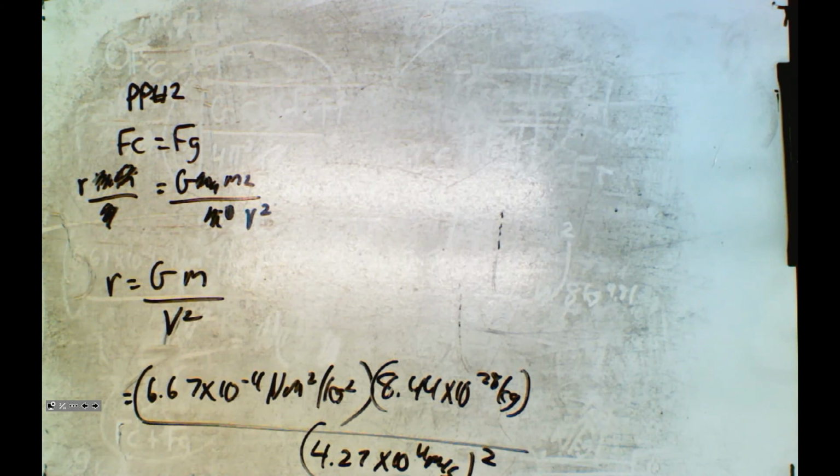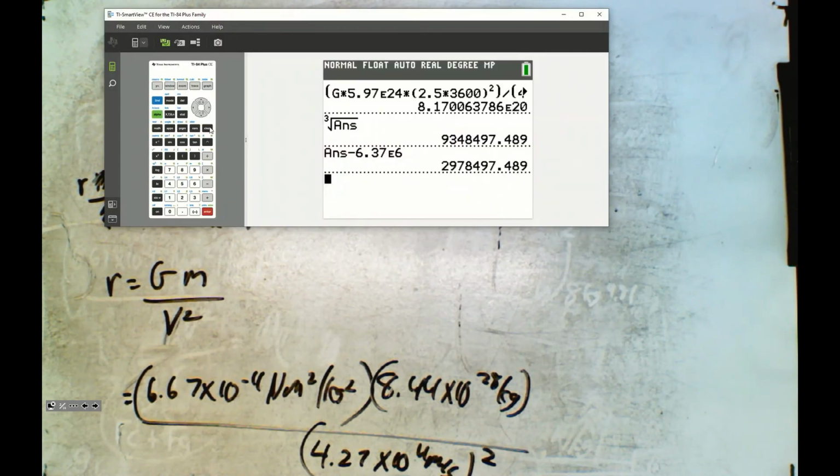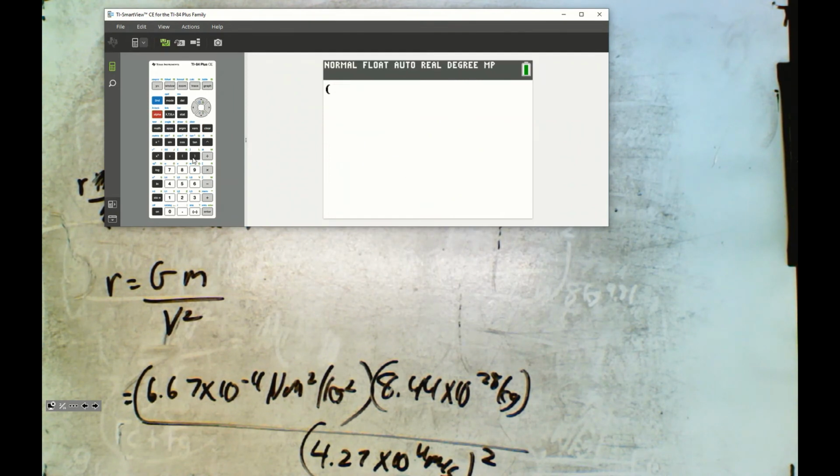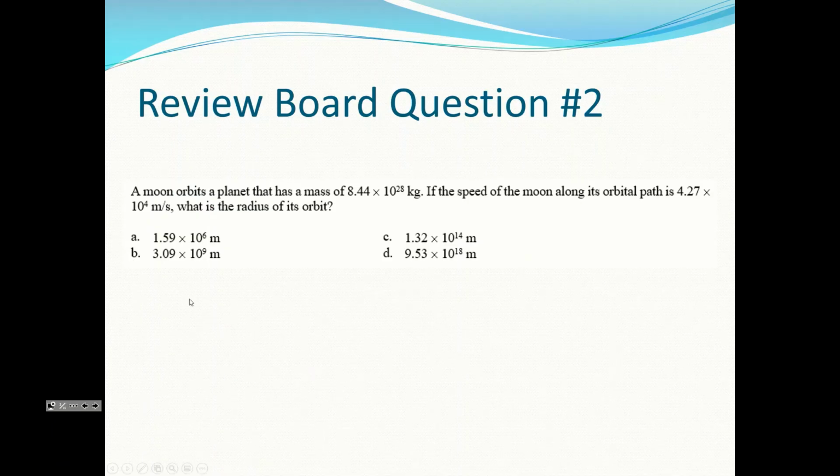And when you plug that all in, G times 8.44 times 10 to the 28 divided by 4.27 times 10 to the 4 squared, close my bracket. Yeah, we get 3.09 times 10 to the 9 meters. So it looks like we end up getting B as our correct answer.